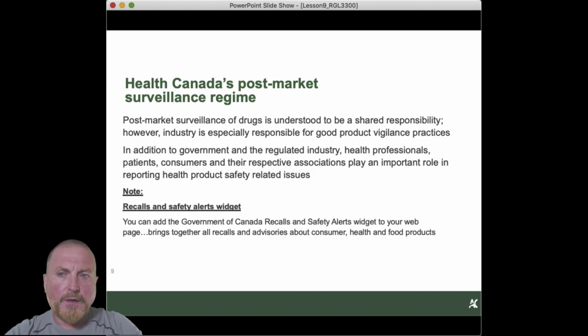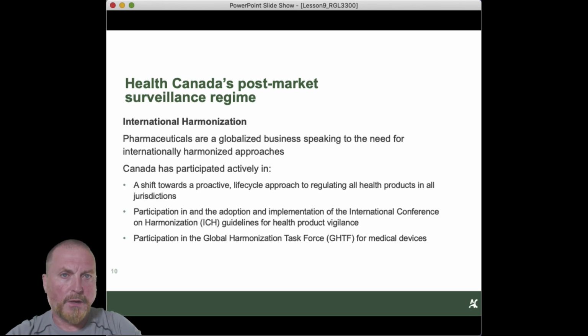Another note here, the recalls and safety alerts widget can be downloaded from Health Canada as well. Okay, so there are different ways when you're working in pharmacovigilance. You need to register yourself with all these information sources so you can see what's going on.